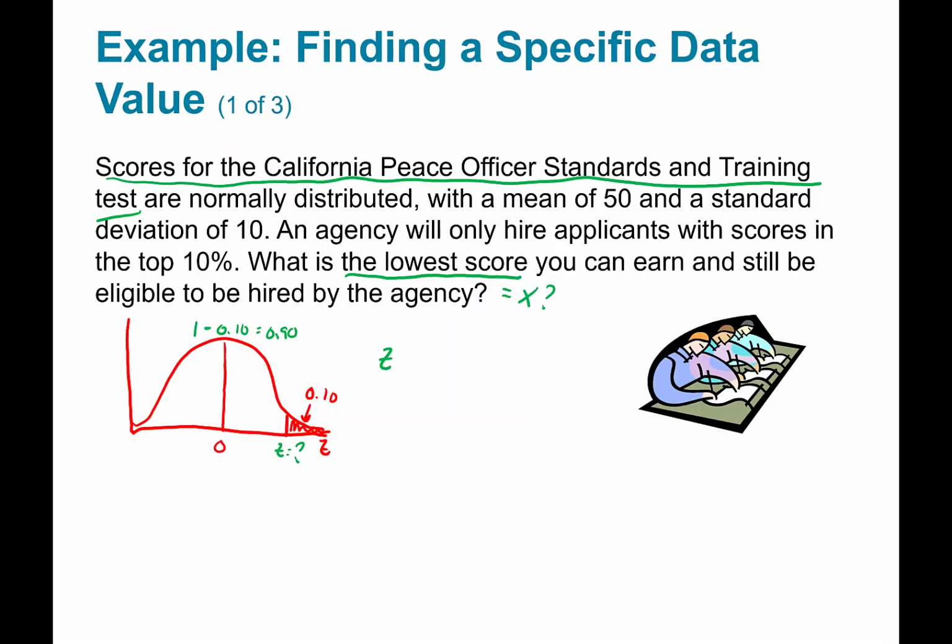So we know z is equal to positive 1.28. But then we've got to find the x value from this also. To do that, we just use our formula: x is equal to z times sigma plus mu. So in this case, x is equal to 1.28 times our standard deviation of 10 plus the mean of 50. And when we do that, we get x is equal to 62.8. Rounding to the nearest point, you need to get about a 63 on the test.